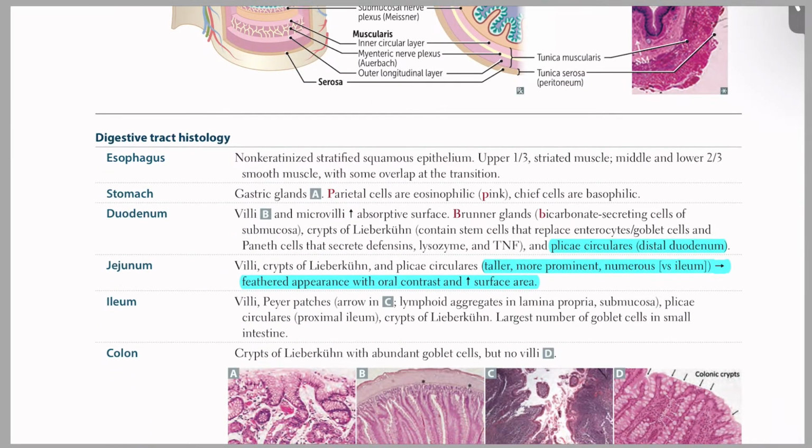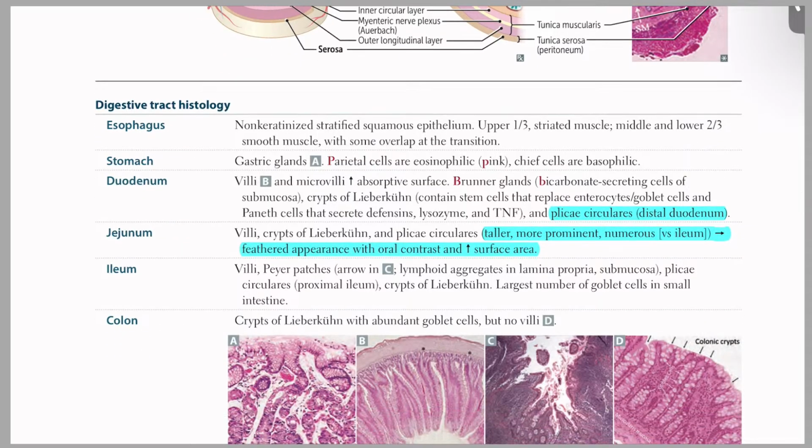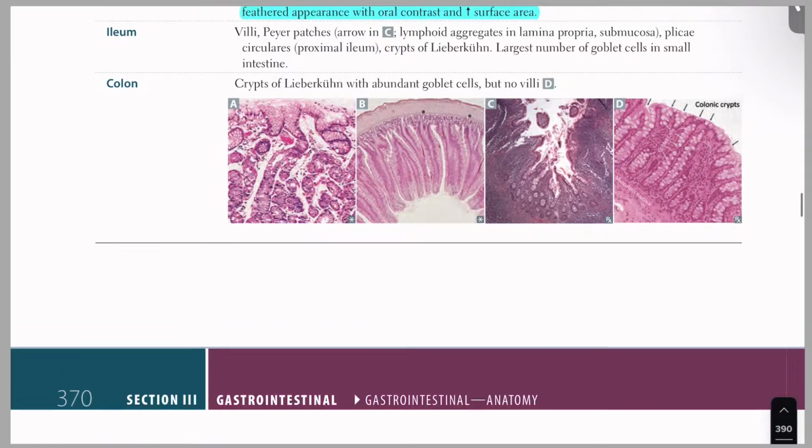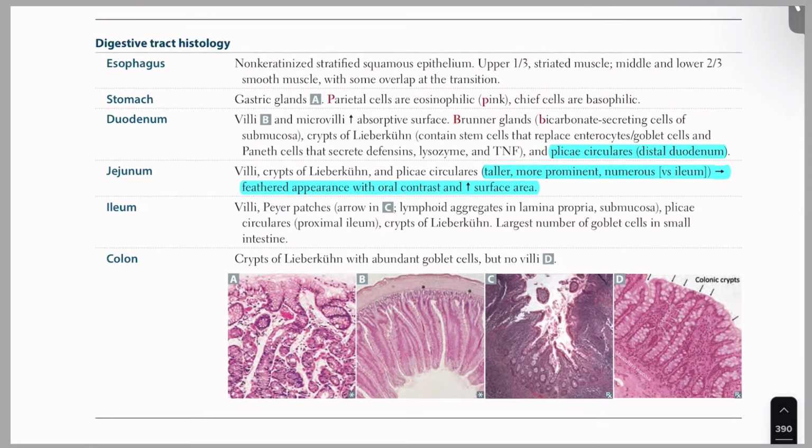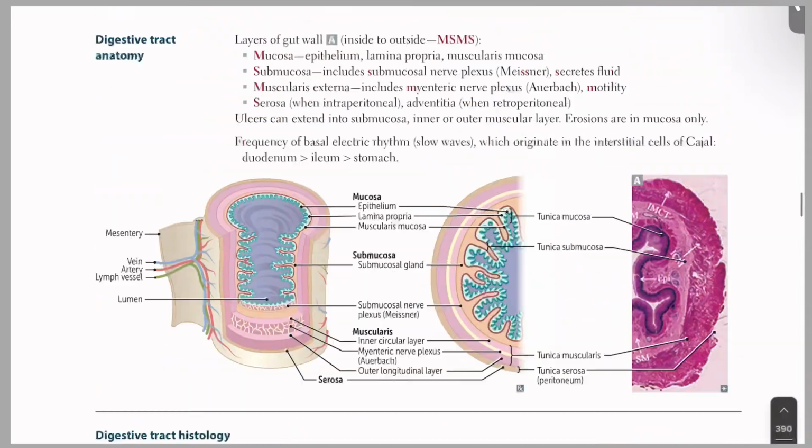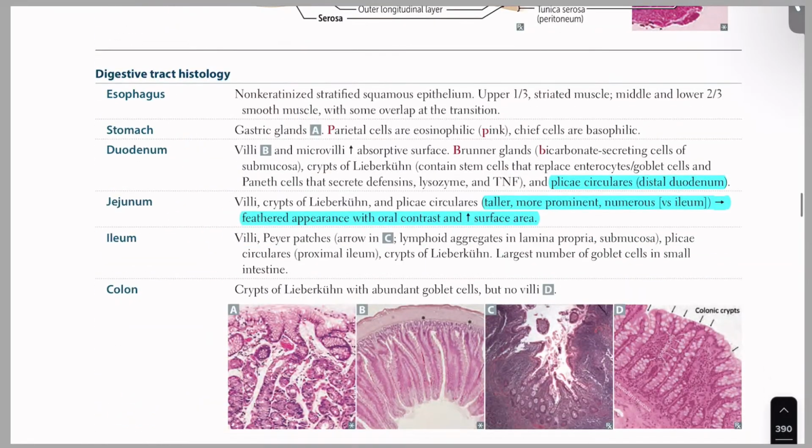Digestive tract histology: esophagus, stomach, duodenum, jejunum, ileum, and colon. Okay, we'll read this one also. We still have 3 minutes of time left.